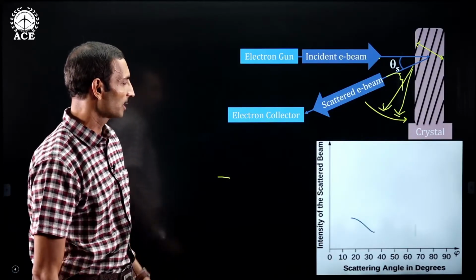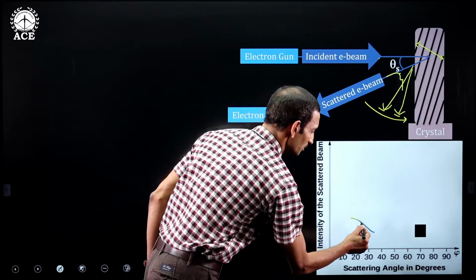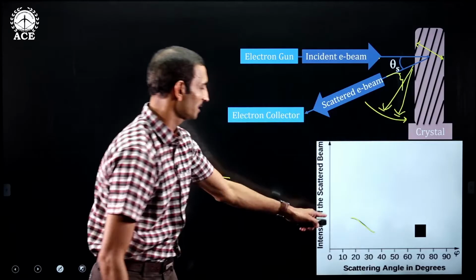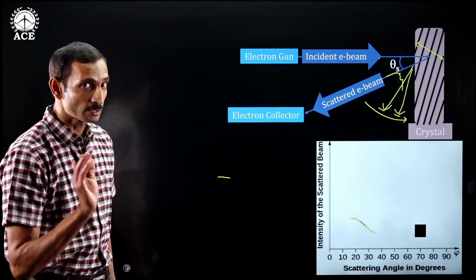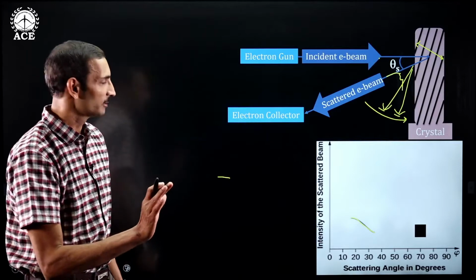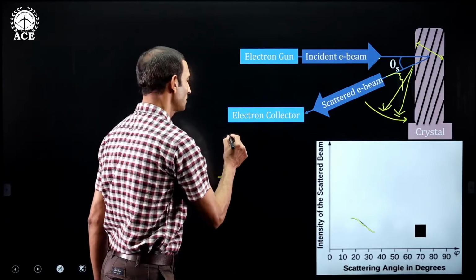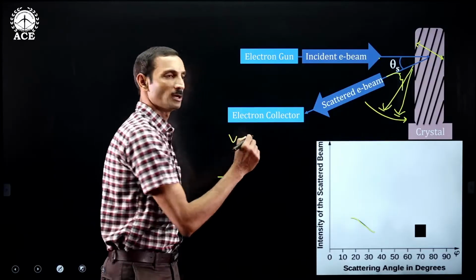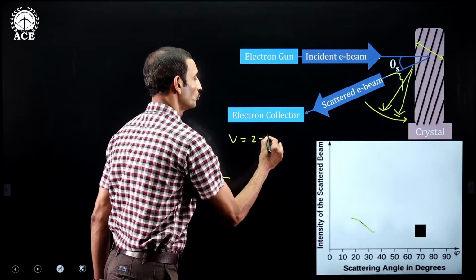So as they have understood that there is scattering, with increase in the scattering angle, there is a decrease in the scattering intensity, which was observed by Davisson and Germer. But this is the thing they have observed for different accelerating potentials. We have accelerating potential given by the high tension battery, which happens to be between 2 to 200 volt.